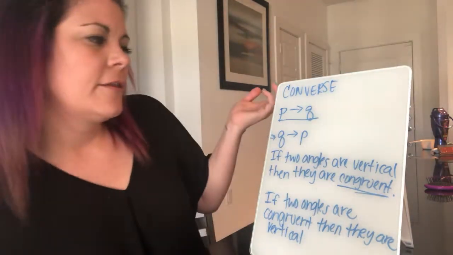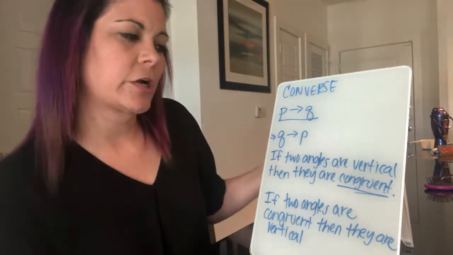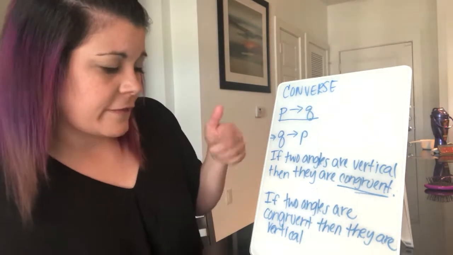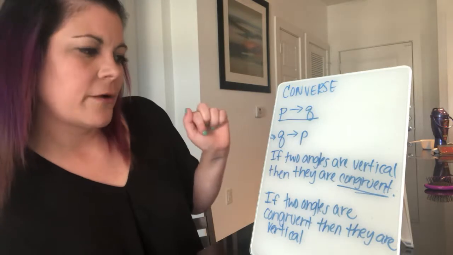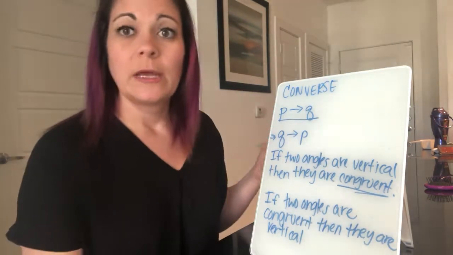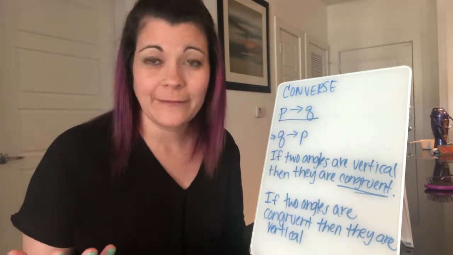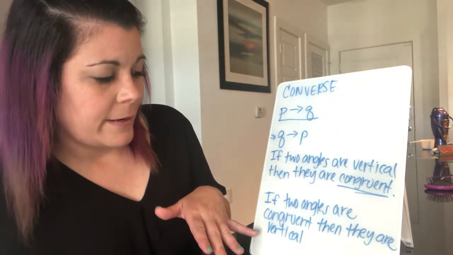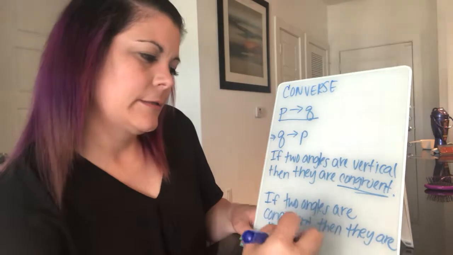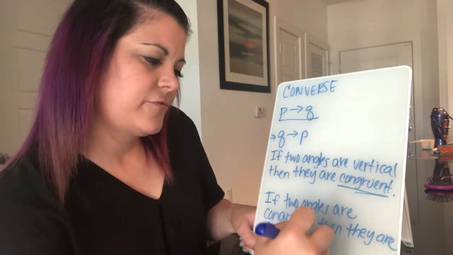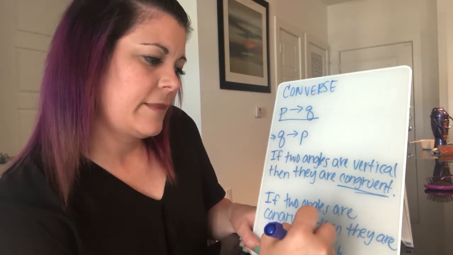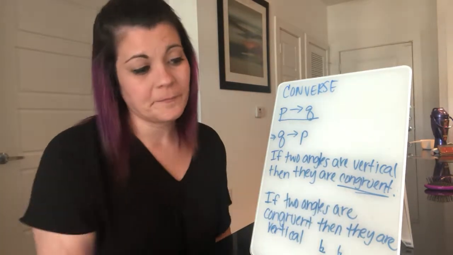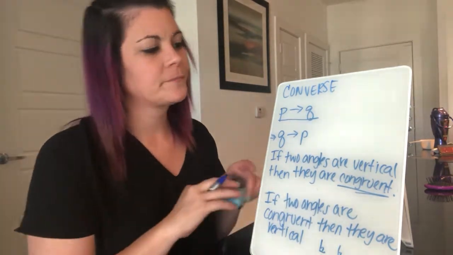Let's see if they're true. The first one, if 2 angles are vertical, then they are congruent. That is a true statement. And then the converse of the conditional statement is if 2 angles are congruent, then they are vertical. Well, I can give a counterexample of that. A counterexample would be, I could draw two right angles and they are congruent, but they're not vertical, they're not straight across from each other. So this statement is false.